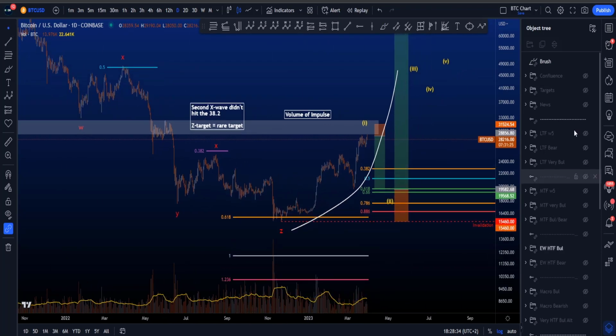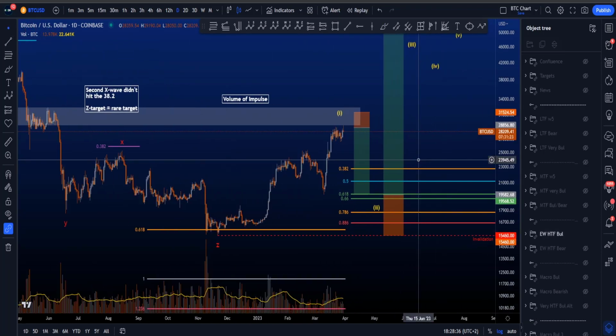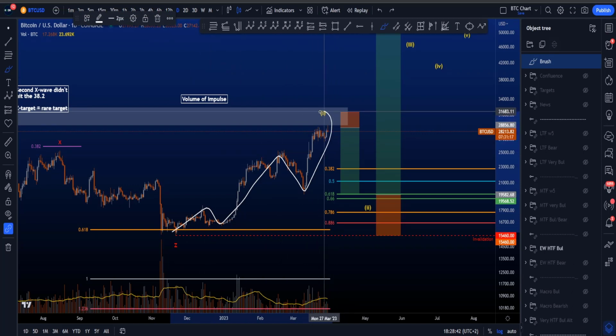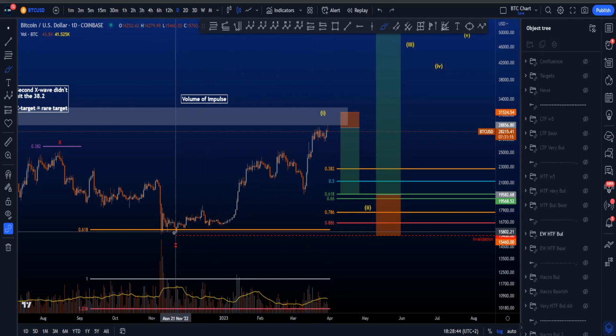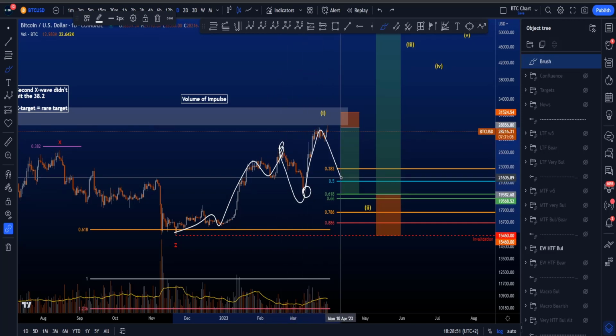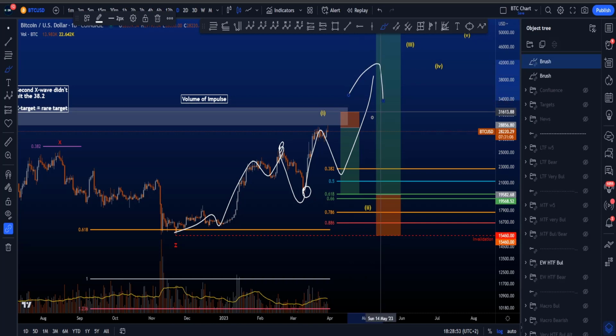If we look at the impulsive structure that we currently have on the chart, in my opinion, it would be nicest if wave 1 is ending over here, with this structure being a 1, 2, 3, 4, and then this is wave 5. However, the alternative is this being a 1, 2, 3, 4, 5, wave 1, wave 2, and then this is another 1, waiting for another 2 before launch to the upside.